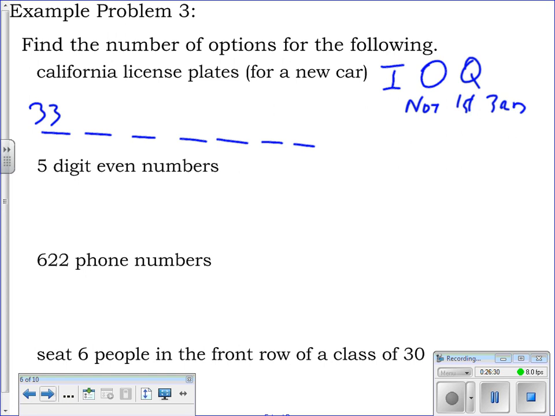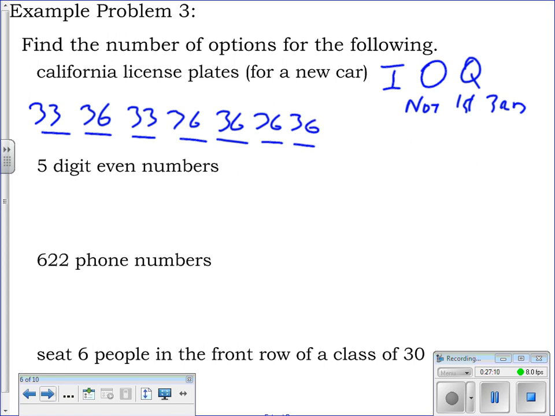A, B, C, D, E, F, G, and so on, and 0, 1, 2, 3, 4, and so on. 33 choices. How many choices do I have for the next one? 36. Because I can have any one of the letters, any one of the digits, I can have 36 possibilities. How many for the next one? 33, because I'm not allowed to have those 3 things. How many for the next one? 36. And the next one? 36. The next one? 36. And the last one? 36.